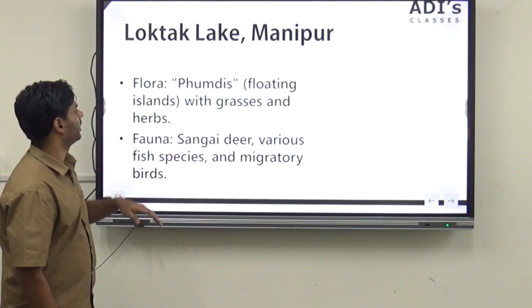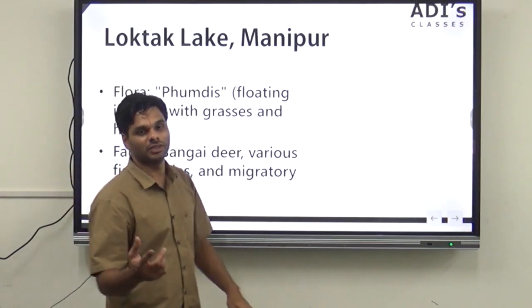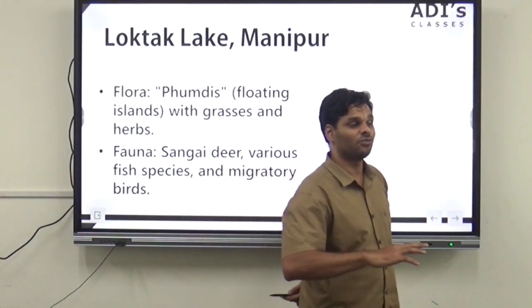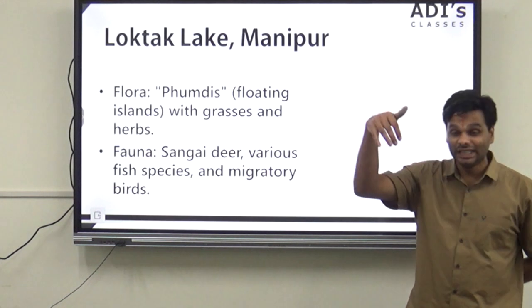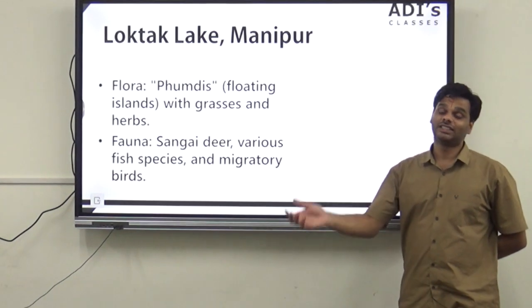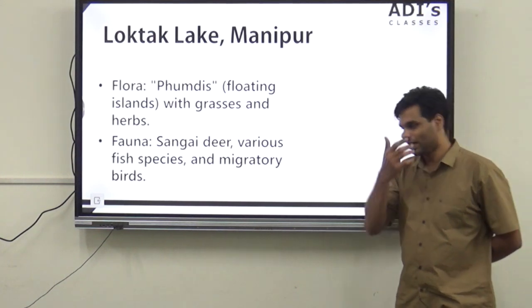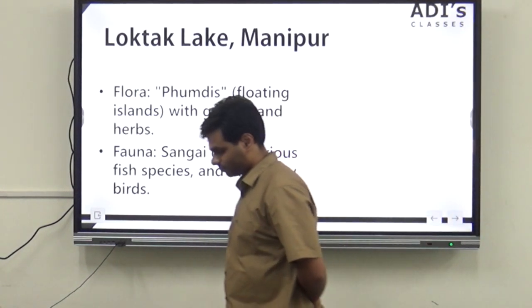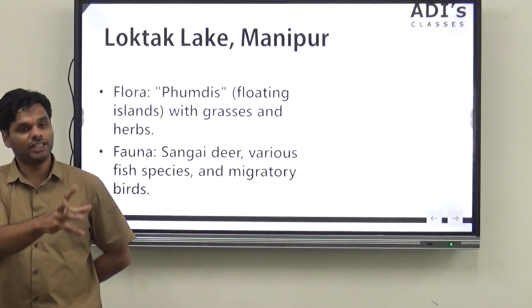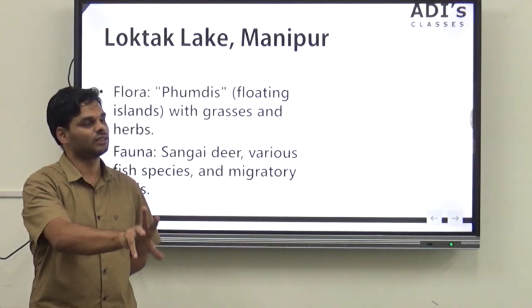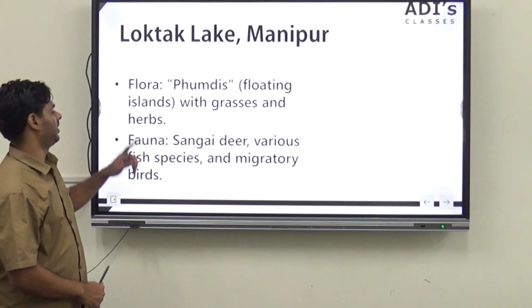Loktak Lake, I was just talking. What is Loktak Lake famous for? It's famous for Fumdis. Fumdis are floating islands in the lake in which people also live. People live in Fumdis. Okay, so floating lakes. There is local vegetation on this floating lake also. That's what it's famous for.